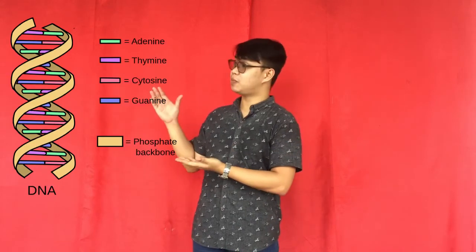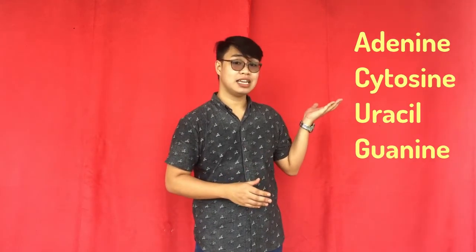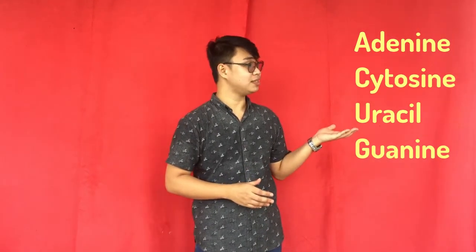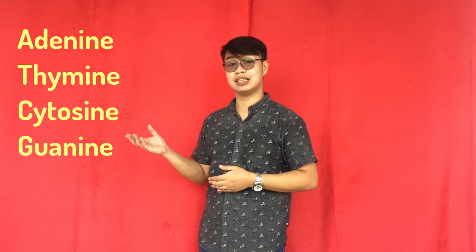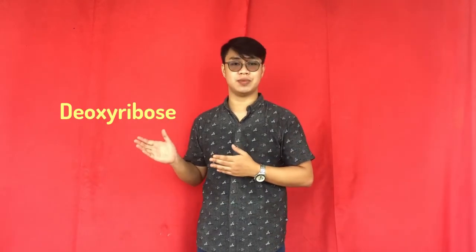Now in terms of structure, RNA follows a single strand, while the DNA follows the structure double helix. In terms of nitrogenous bases, the RNA follows adenine, cytosine, uracil, and guanine, while the DNA follows adenine, thymine, cytosine, and guanine. In terms of sugar, the RNA contains ribose, while the DNA contains deoxyribose.